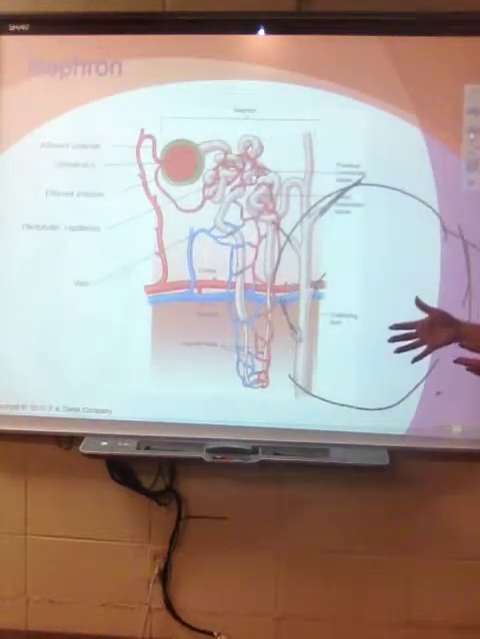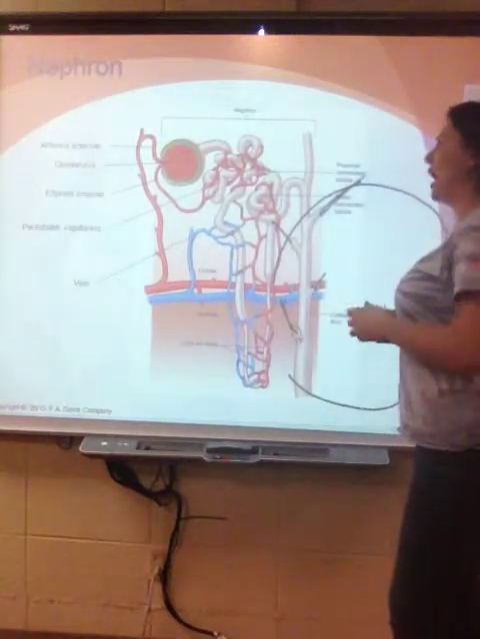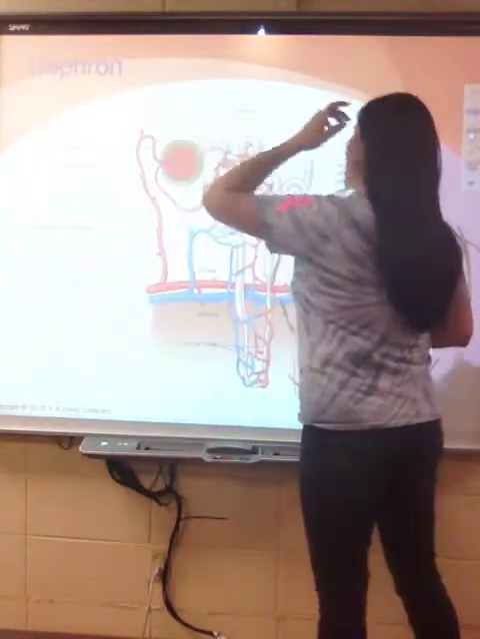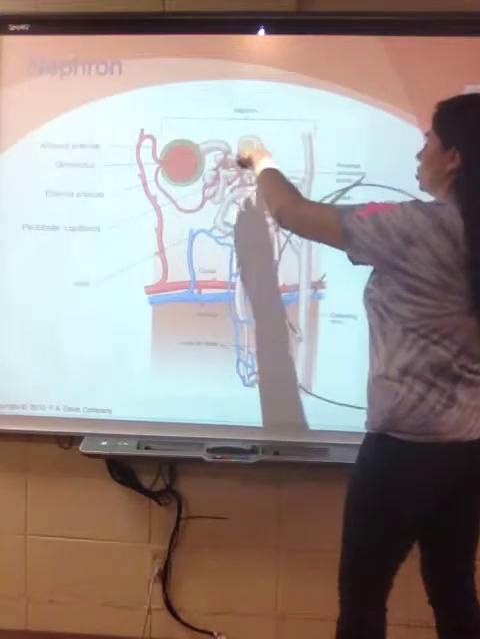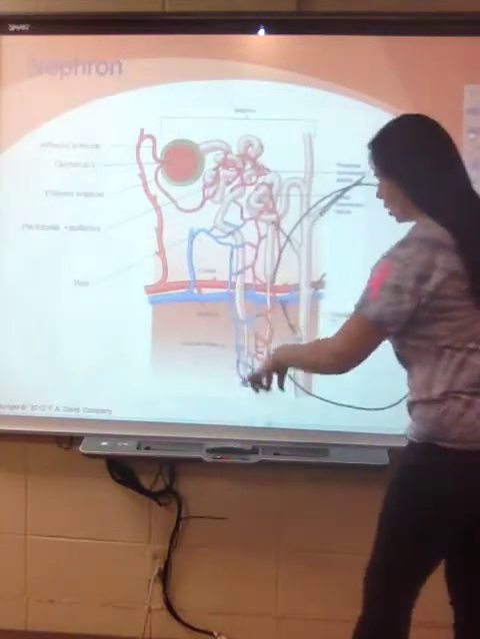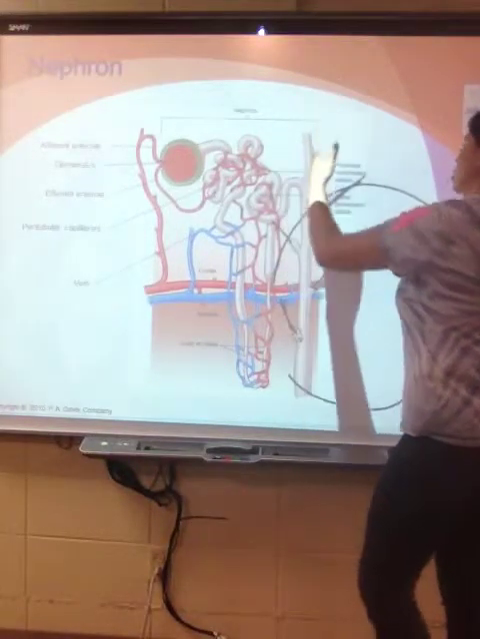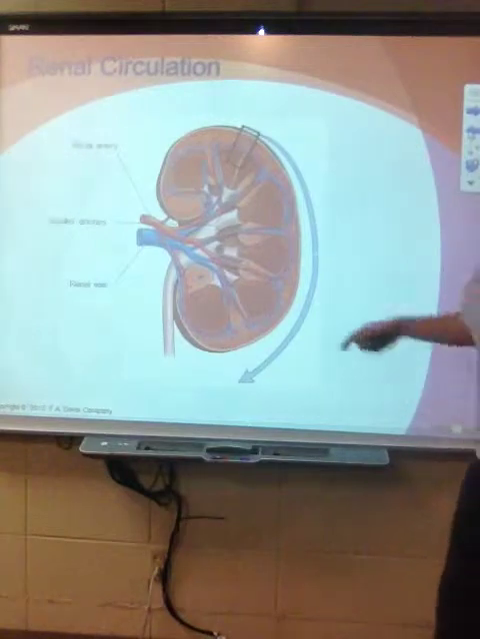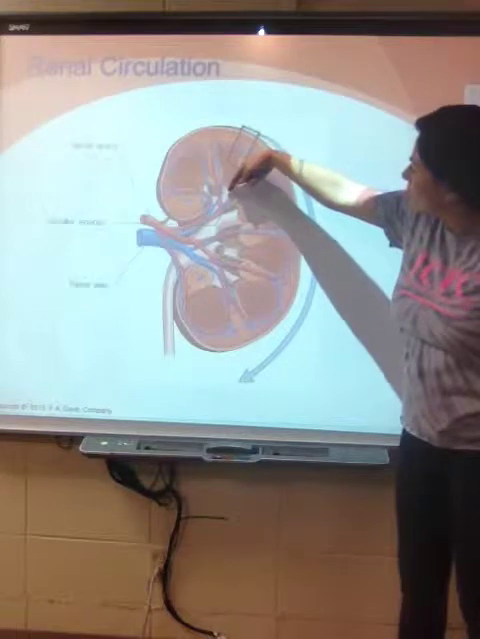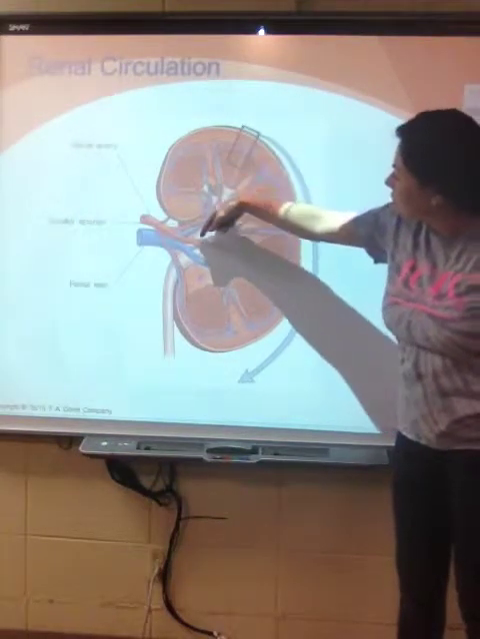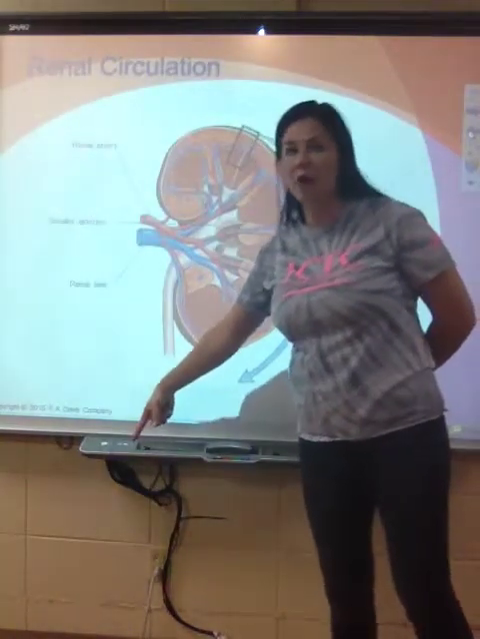So, if we're talking about how we get all this urine out, we're going to start at Bowman's capsule. Urine or filtrate will go through the proximal convoluted tubule to the descending loop, through the loop of Henle, through the ascending loop, through the distal convoluted tubule to a collecting duct. And then that collecting duct is seen here coming through the pyramid into the minor calyx, major calyx, renal pelvis, the ureter, the bladder, the urethra, out the body.